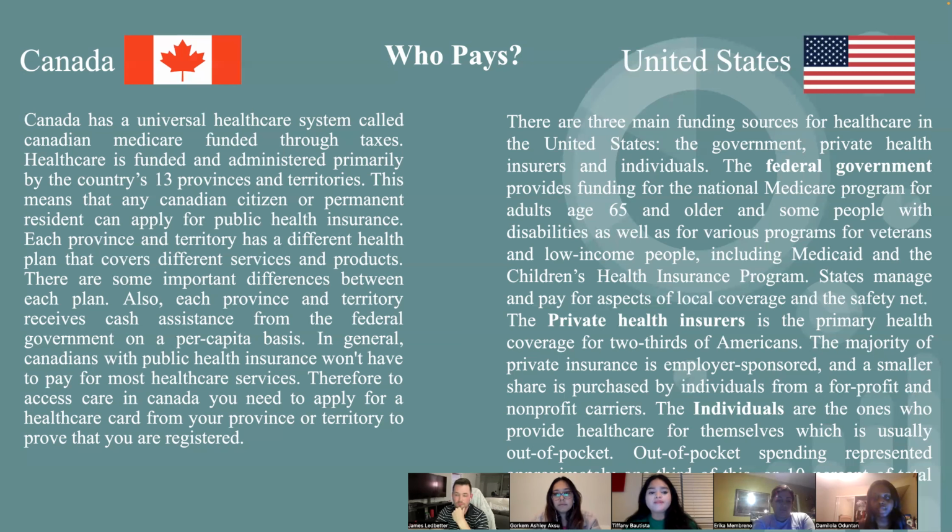States manage and pay for aspects of local coverage and the safety net. Private health insurance is the primary health coverage for 2/3 of Americans. The majority of private insurance is employer sponsored, and a smaller share is purchased by individuals from for-profit and non-profit carriers.